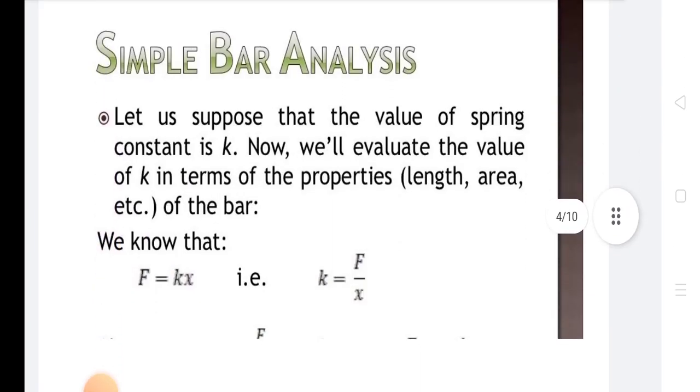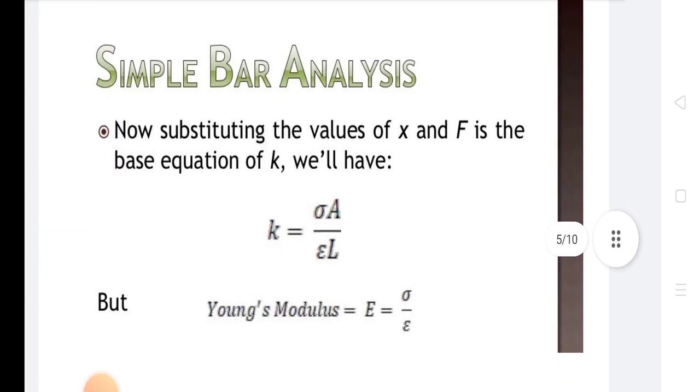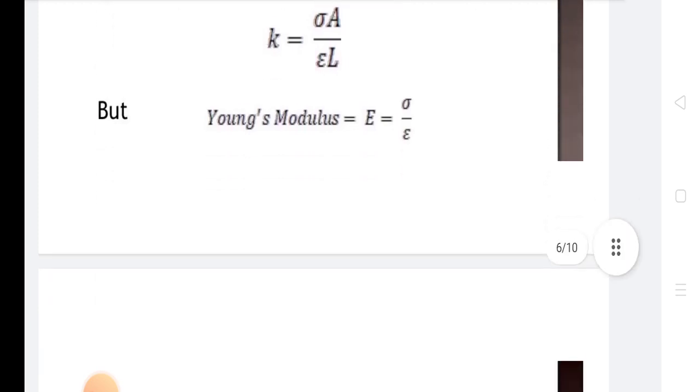In simple bar analysis, let us suppose that the value of the spring constant is k. Now we will evaluate the value of k in terms of properties, that is length and area of the bar. That is, f is equal to k into x, so k is equal to f upon x. Now substituting the values of x and f, k is equal to sigma A upon epsilon into L, but Young's modulus E is equal to sigma upon epsilon.